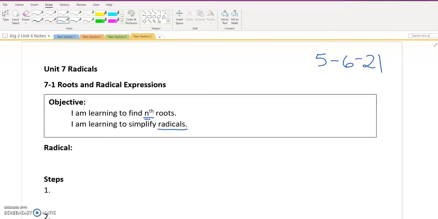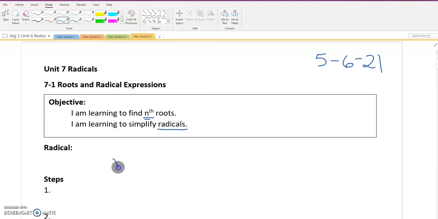So the big thing with that one is nth roots just means that we can find square roots, cube roots, fourth roots, so it could go up to bigger than just our normal square root, cube root. And we're going to look at how to simplify radical expressions too. So our radical is set up like this right here.